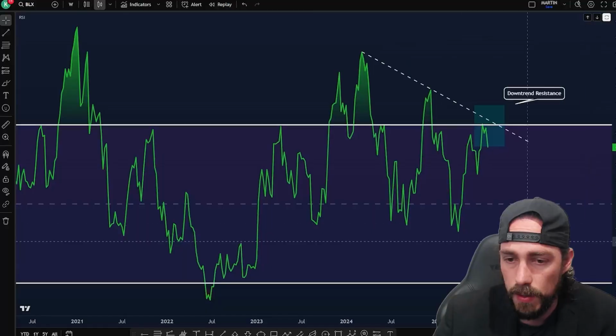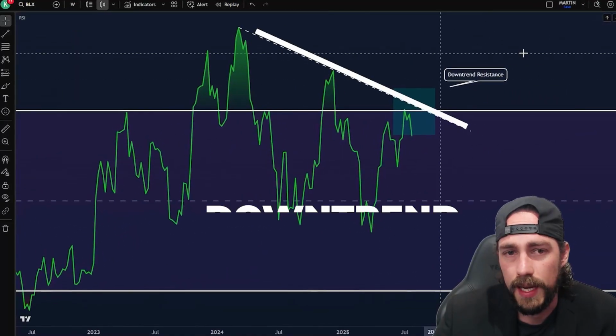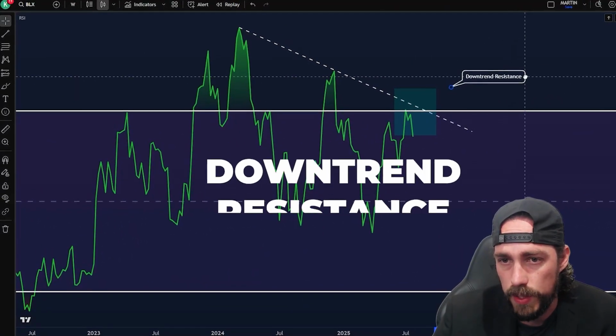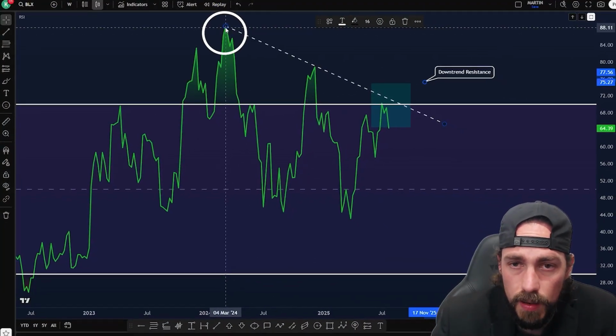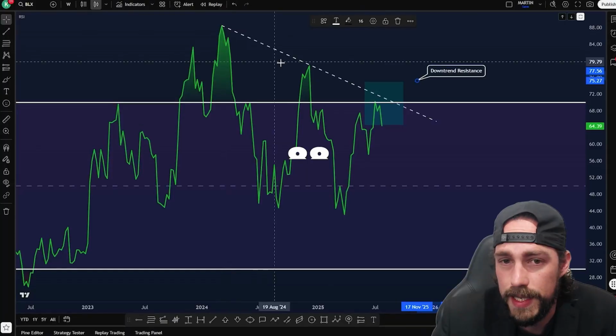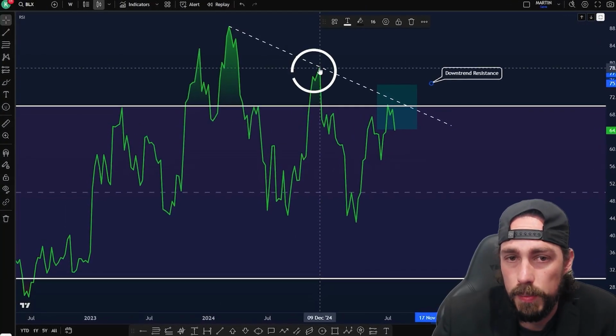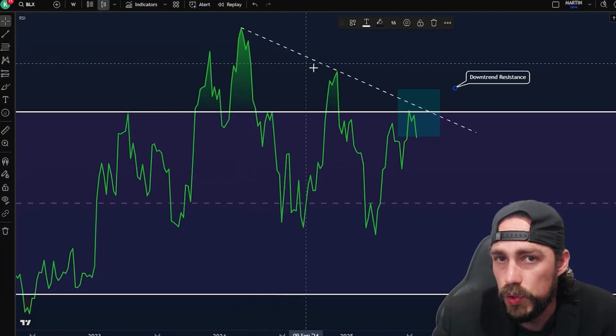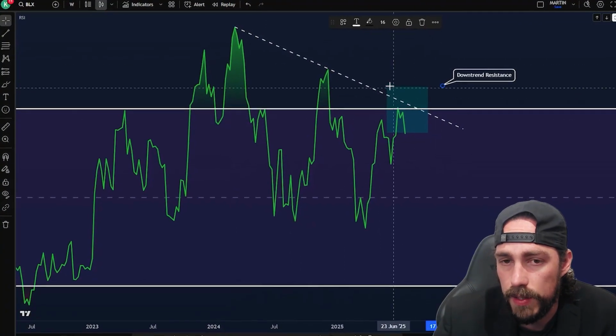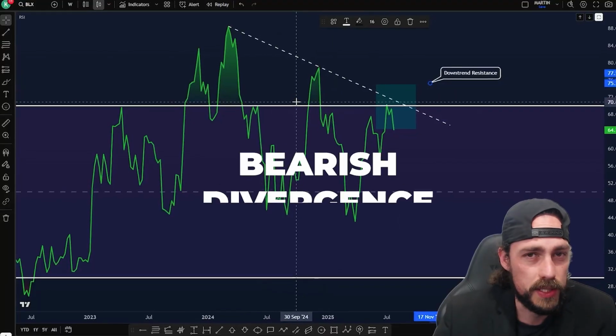So if we just open the RSI here, we can see this downtrend resistance coming in with the RSI. Now, we can see from our previous highs here, the RSI printed a level of roughly 88. The next push, we printed a high of roughly about 78. And this has formed this downtrend line on the specific RSI. And we can see that there's a little bit of bearish divergence here.